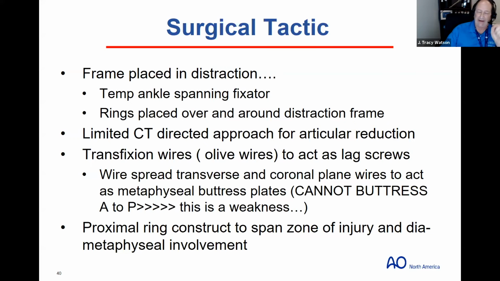Now, the problem with this is you can't put an olive wire front to back. So if you have a large anterior crush injury, a ring fixator is probably not the best device to use. Where the anterior cortex is crushed, the ankle jumps out anteriorly, and you need that anterior buttress. The problem with a ring fixator is you can, but it's not ideal. So for a true anterior buttress crush type injury, a plate is much, much better because it's very difficult to get fixation with an anterior posterior frame. You just can't do it because of anatomic constraints. And then you're going to span this with a proximal ring construct to span the zone of injury.